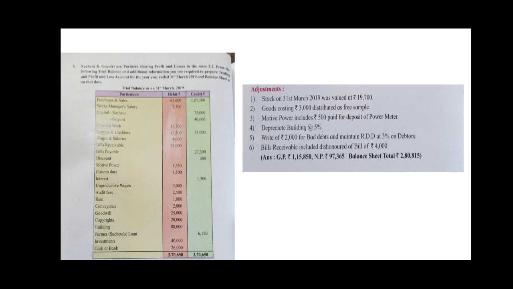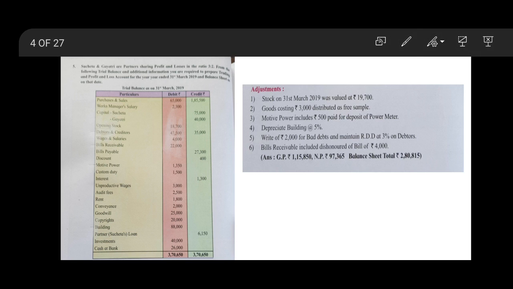Let's start with the usual steps. The first step is to mark out the adjustments. The adjustments are given here. First is stock on 31st March, which means closing stock, that we don't mark. The second is goods distributed as free sample. Third, motive power includes 500 as deposit. So mark the motive power here. It is here. Single mark. Depreciation on building. Mark out the building.